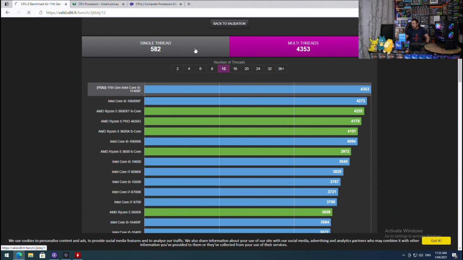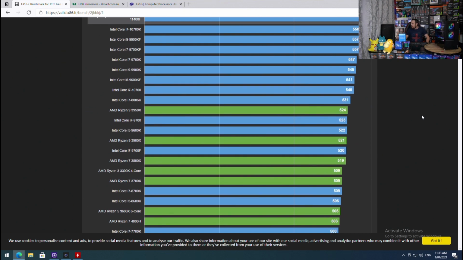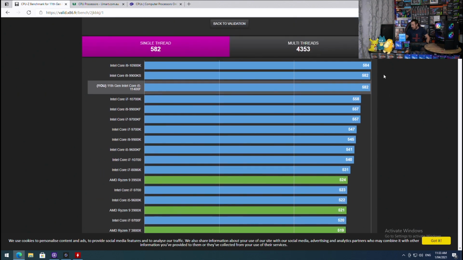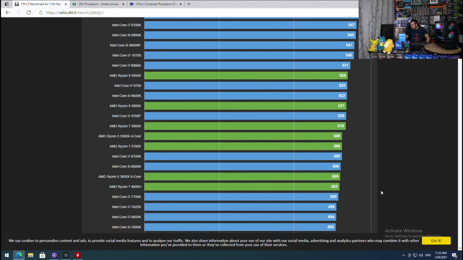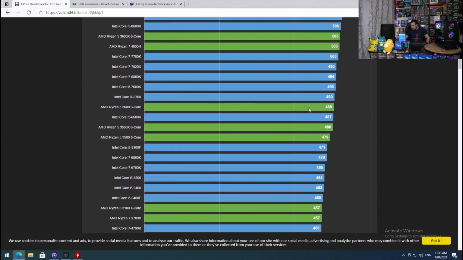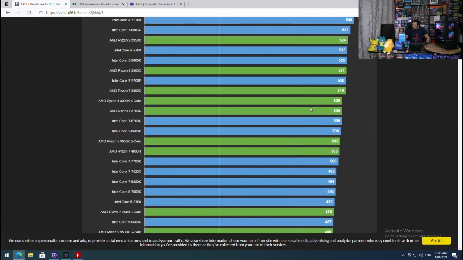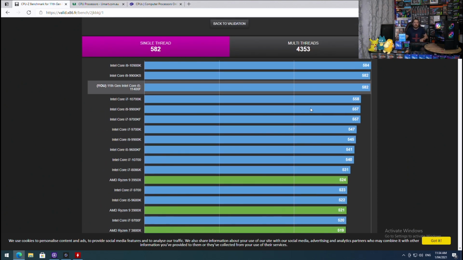And so going back to single thread, 582, okay? I would like to see the person with just an ordinary cooler get any of these Ryzen SKUs up to 582 at a stable level. I've played around with the 3600 a fair bit. I've played around with the 3300X, 3100X. I've got a 5950X in my editing PC. I've even played around with Athlon.